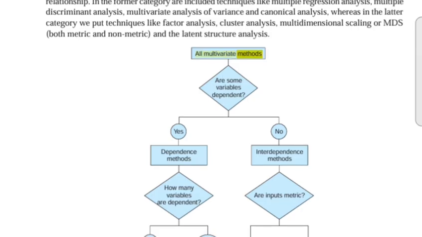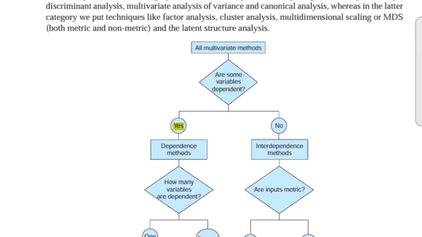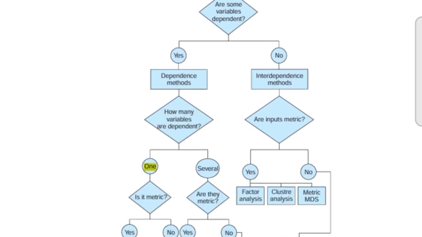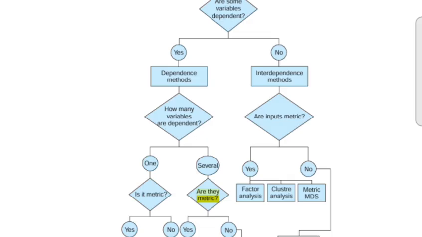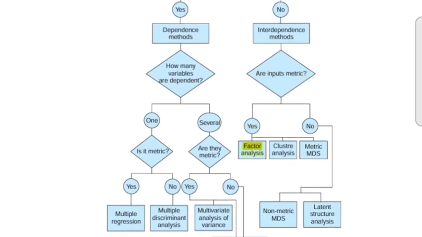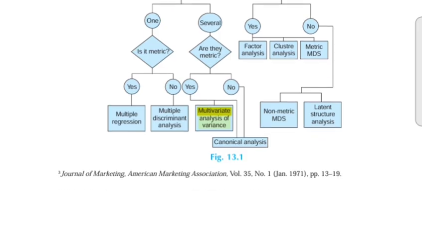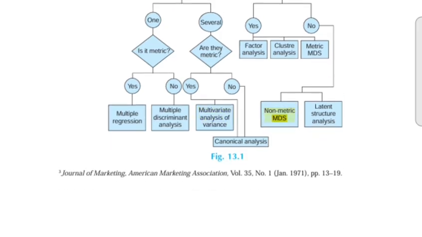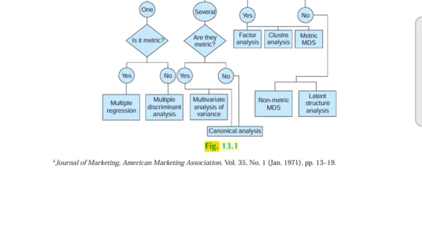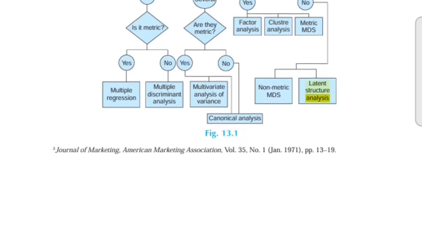All multivariate methods: are some variables dependent? Yes, dependence methods. No, interdependence methods. How many variables are dependent? One or several. Is it metric? Are inputs metric? Factor analysis, cluster analysis, metric MDS, multiple regression, multiple discriminant analysis, multivariate analysis of variance, non-metric MDS, canonical analysis, latent structure analysis. Fig. 13.1.